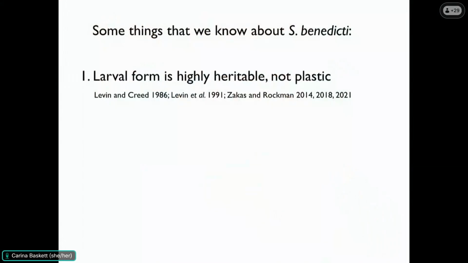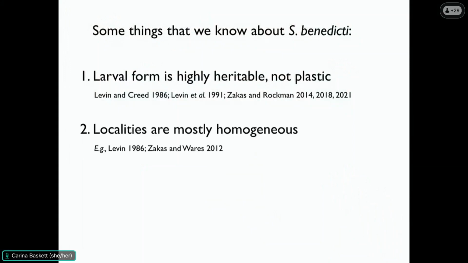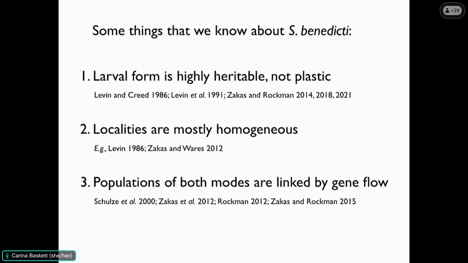So we start here today with some things that we already know about these animals. We know that the larval form is highly heritable and not plastic. We know this from lots of common garden experiments, and from genetic studies that I'll show you, that the variation we're interested in here is heritable and something we can dissect genetically. Second fact is that most localities are homogeneous. They've only got the big type or the small type with some minor exceptions. And finally, we know that these populations are exchanging genes and that they're really part of a single species. We know this from lots of population genetic data, and I'll show you genetic data a little bit in a moment.